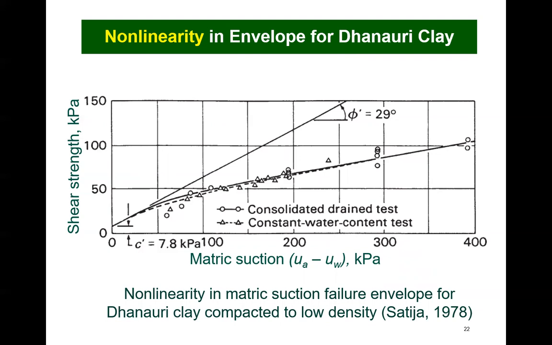At low applied suction values, the soil responded similar to the response that was obtained from a saturated soil. It showed an angle of internal friction of 29 degrees. As the soil specimen became increasingly unsaturated, the effective angle reduced to almost 1/2 of the 29 degrees.